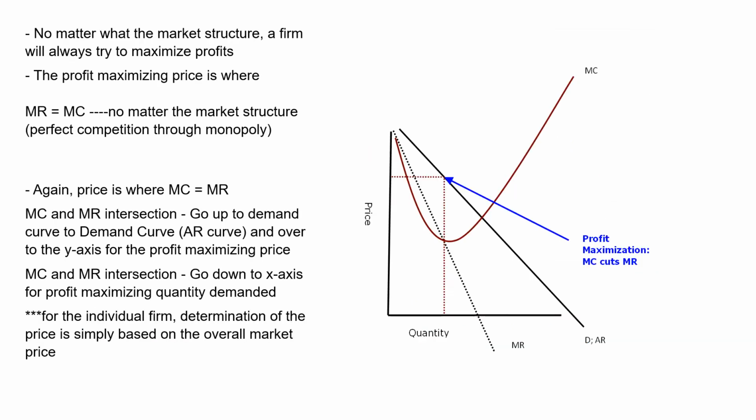So a major takeaway from this is that regardless of the market structure, whether we're talking about perfect competition or the other end of the spectrum, monopoly, the firm is always trying to maximize profits. And the profit maximizing price is always where, as we said before, marginal revenue is equal to marginal cost.